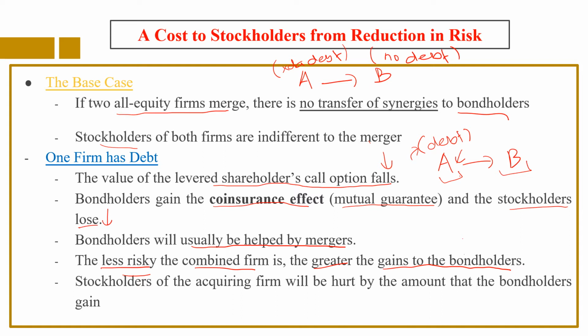And then the stockholders of the acquiring firm will be hurt by the amount that the bondholders gain. Sebab actually stockholder is the person that provides the capital. Apa-apa pun, macam kita belajar sebelum ni, when the company is going to go bankrupt, apa yang dia akan langsaikan dulu adalah hutang-hutang. So, bila diorang merge company A and B, dia terpaksa utamakan hutang rather than the gain to the shareholders.